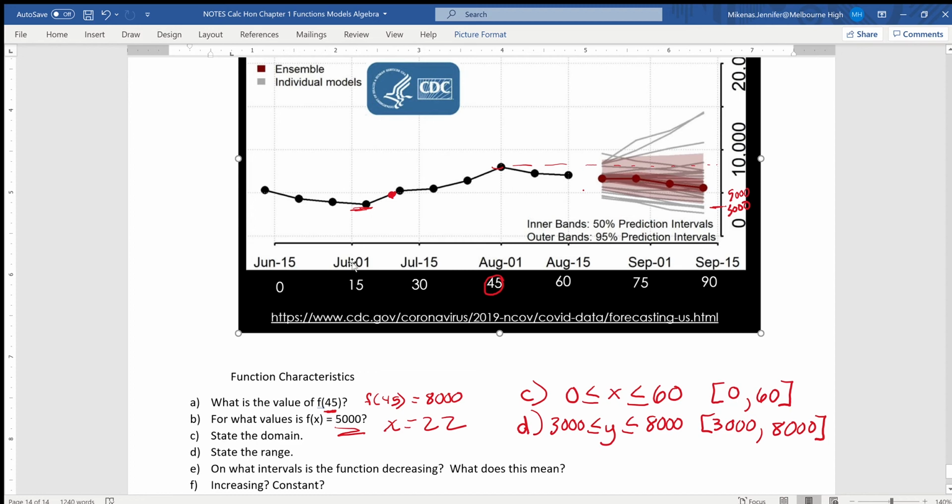So I'm going to change my color up here. So we're going to go with, let's say, yellow here. And we are looking for where this function is decreasing. Now it definitely looks like it's decreasing in this whole area right here. And then it increases along here, and then it's decreasing right here. So we're going to name two different intervals for letter E.